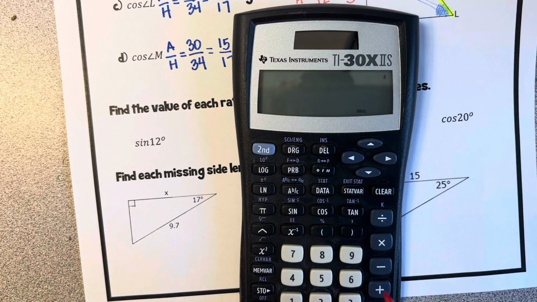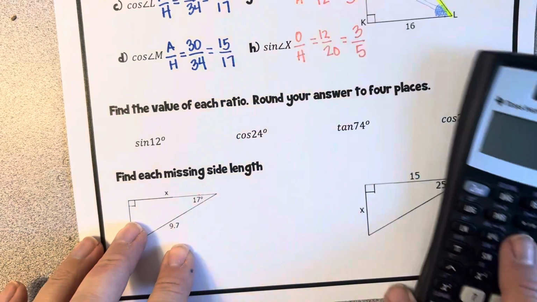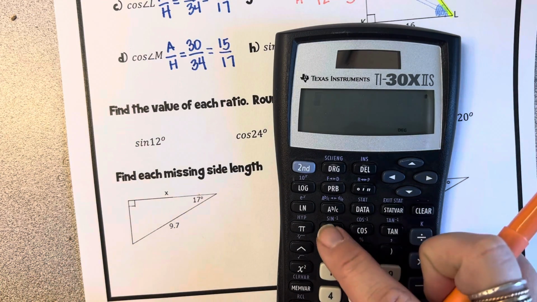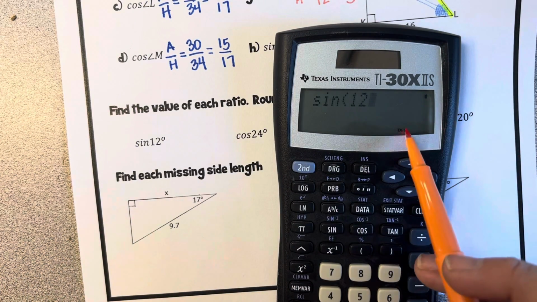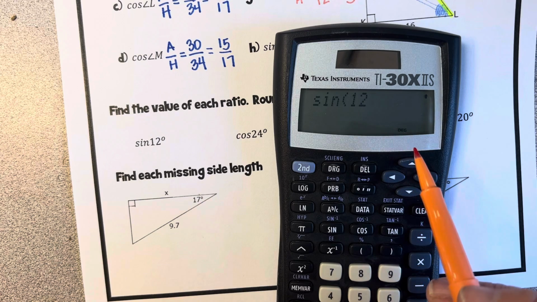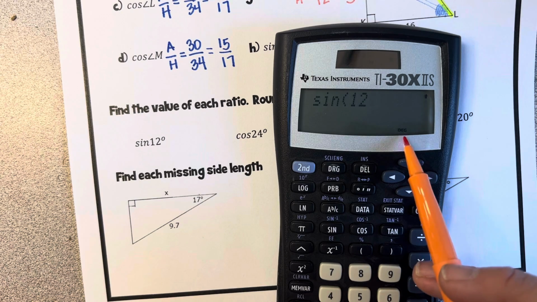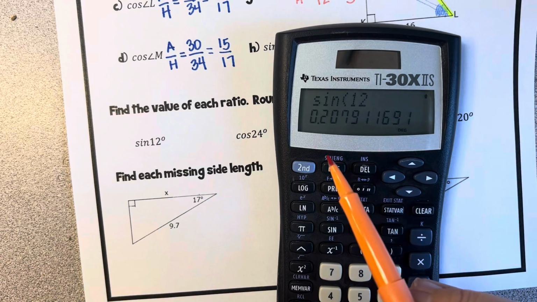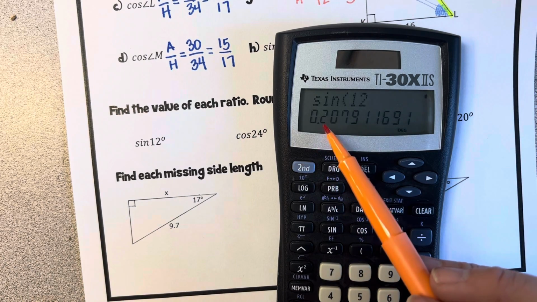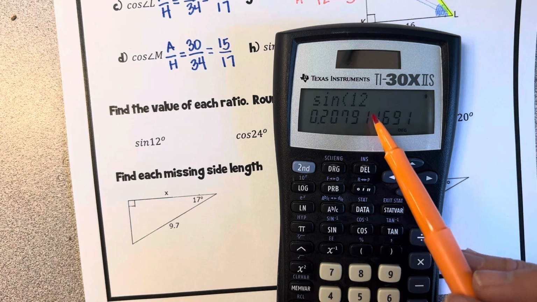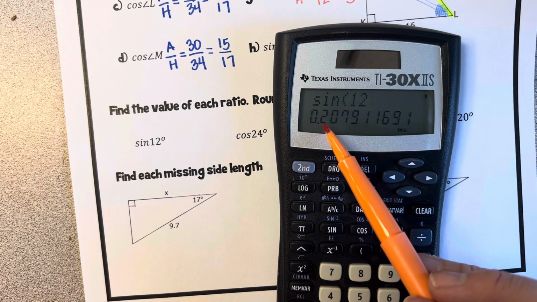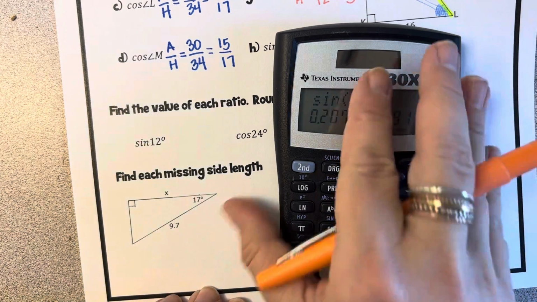Okay, so the next thing we're gonna do is find the value of each ratio and round our answer to 4 places. So for the sine of 12, we wanna make sure our calculator is in degrees. If it says RAD for radians, you're just gonna reset it. So sine of 12, okay, and we get 0.20791. The 1 is not 5 or more, so it's just gonna stay 0.2079.